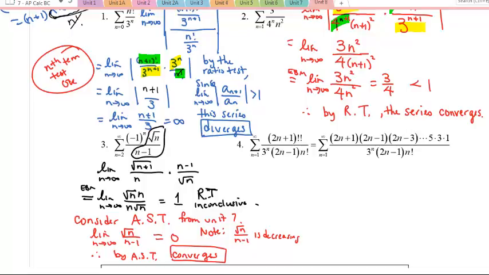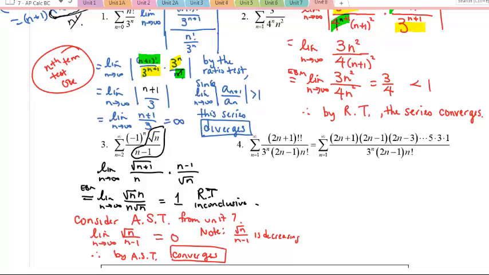The summation of n equals 1 to infinity of (2n+1)! Whoa! What does that mean? Divide by 3 to the power n times (2n-1), and then multiply by n factorial.